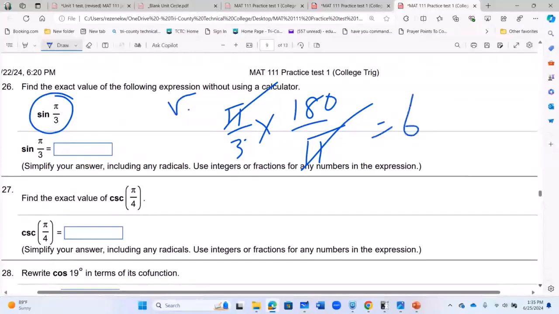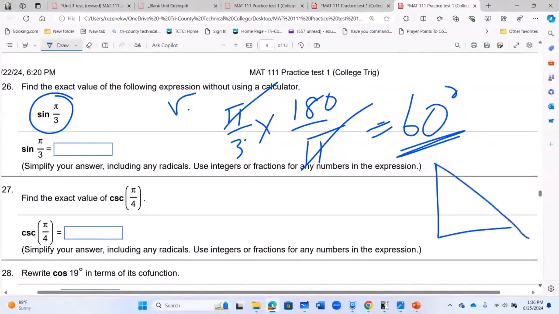Now I want you to know that you don't want to memorize anything. Don't think, okay, pi over 3 is 30. Why don't you multiply it out? If you don't remember, don't guess it. So now it's talking about sine 60 degrees and asking you for the special. Suppose you don't remember the special right triangle, you draw it on your paper. This is root 3, this is 60, it's a special right triangle, this is 30, this is 1, this is 2. So sine 60 is root 3 over 2.